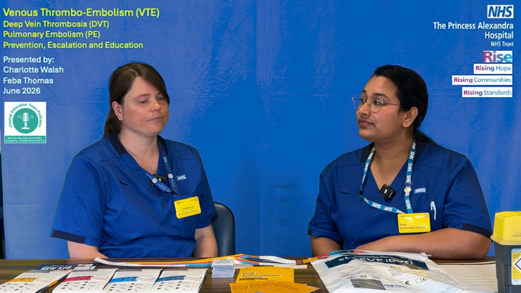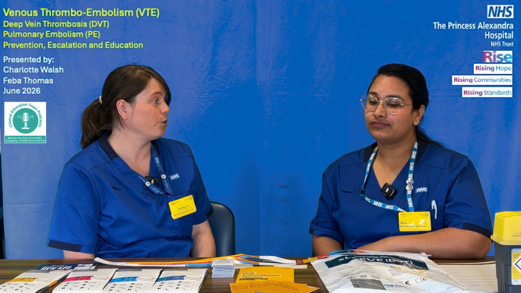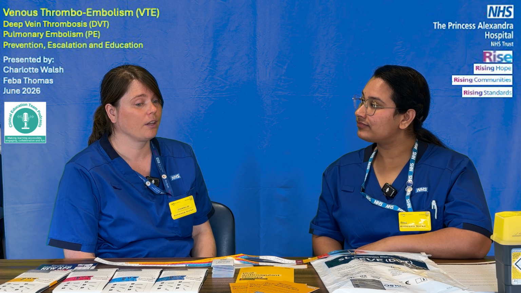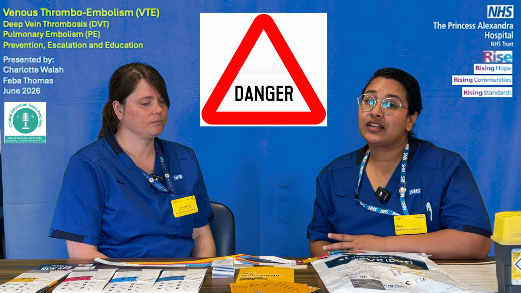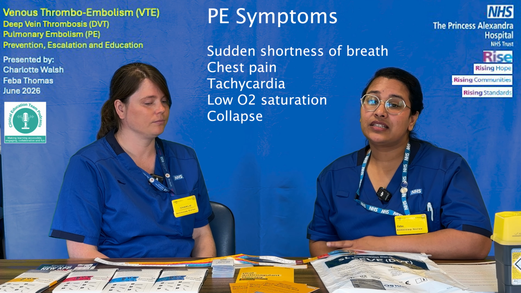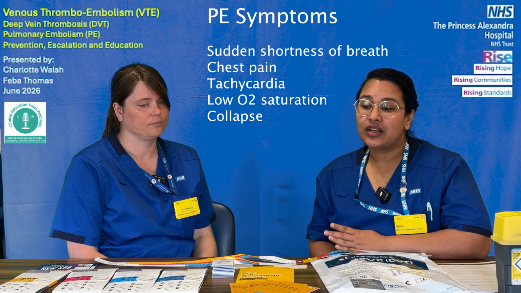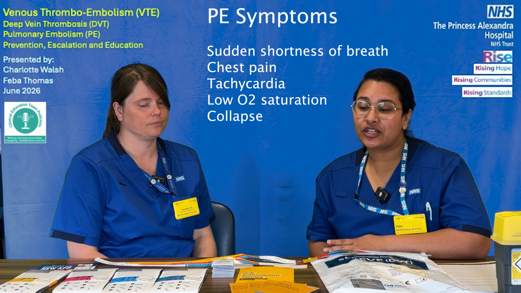So, Feba, let's talk about deep vein thrombosis and the signs and symptoms to look out for. Key signs include unilateral leg swelling, pain or inflammation, a leg that is hard to touch, and increased calf circumference. And when it comes to pulmonary embolism, it is a life-threatening condition, and signs and symptoms include sudden shortness of breath, chest pain, tachycardia, low oxygen saturation, and collapse.